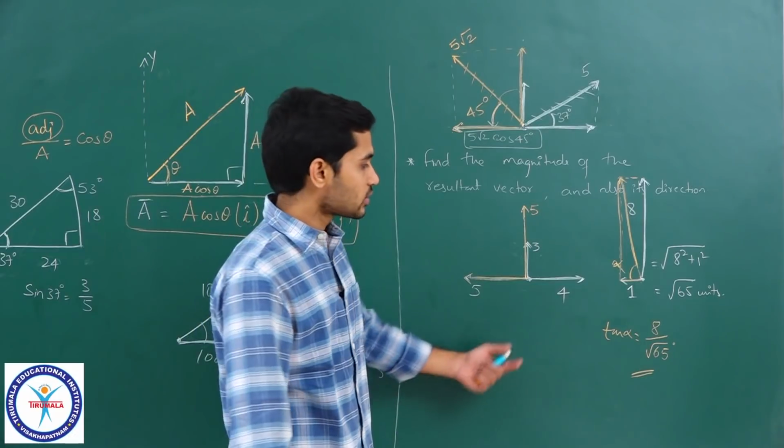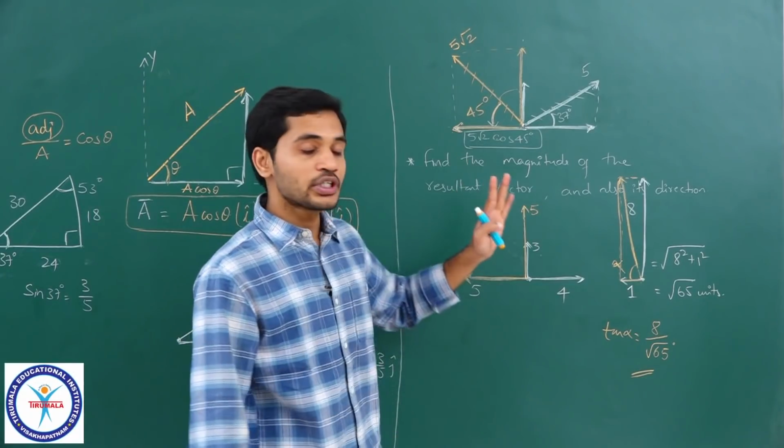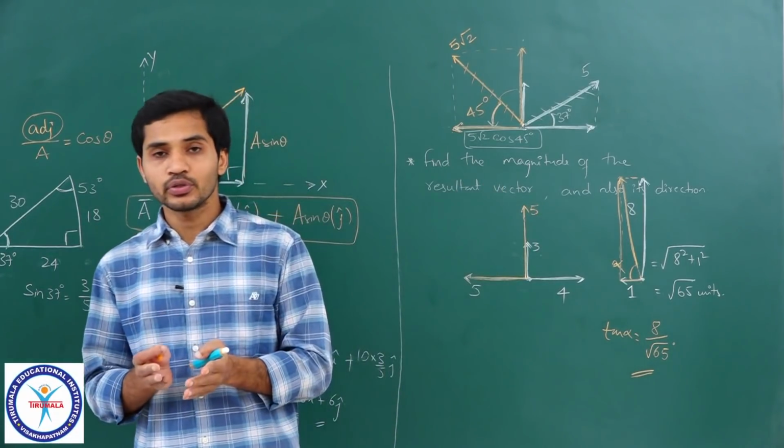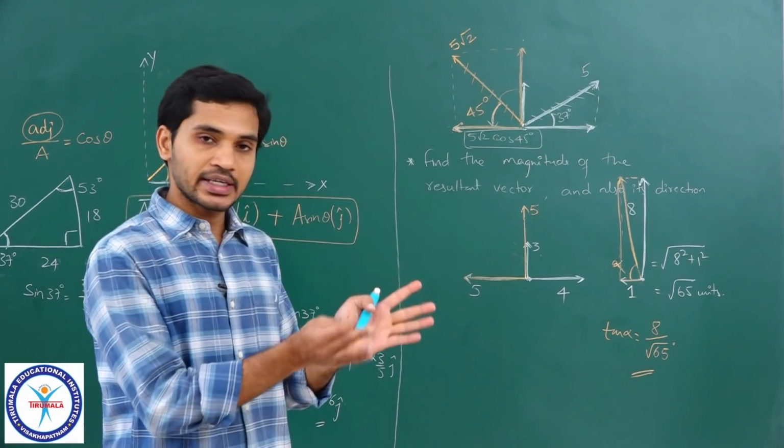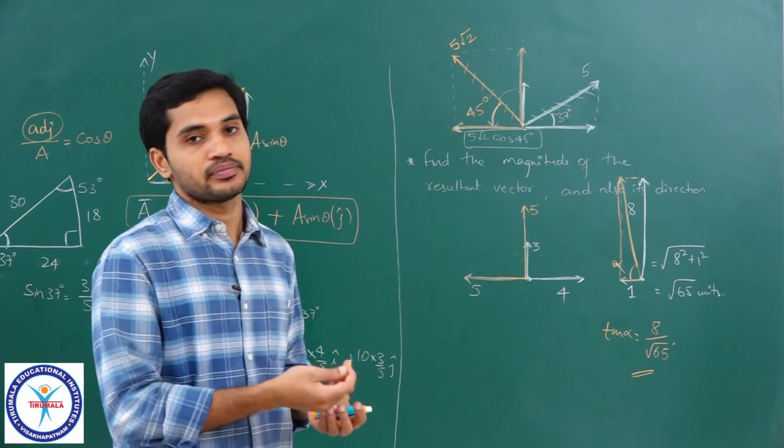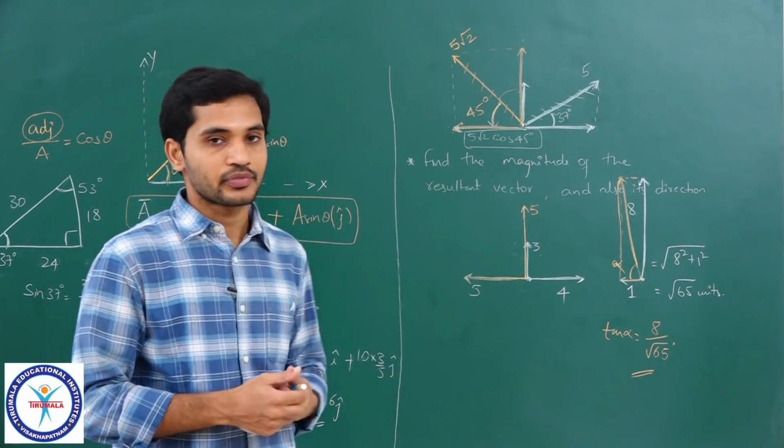Clear, students? So that is the basic idea. So whenever you need to add two vectors in this manner, you can break it down into components and then add them. Clear? It will become very simple, right?